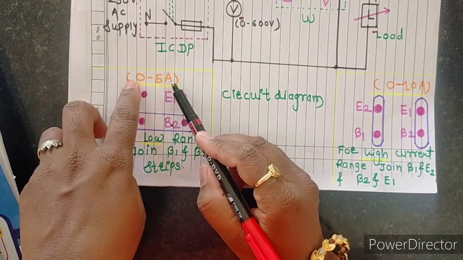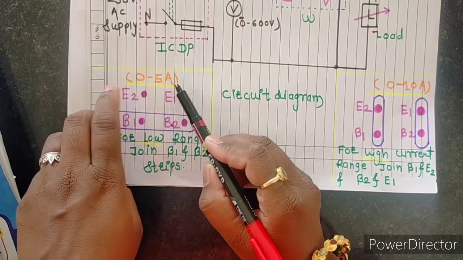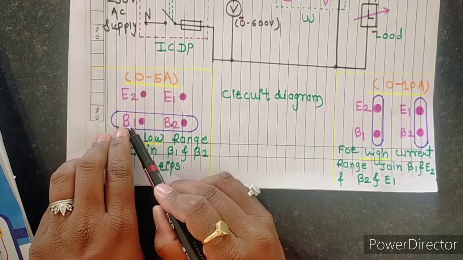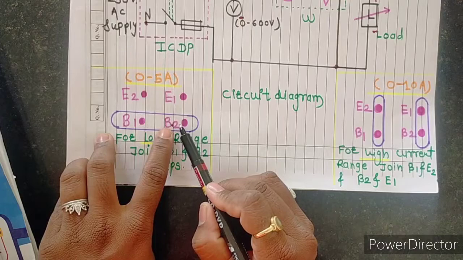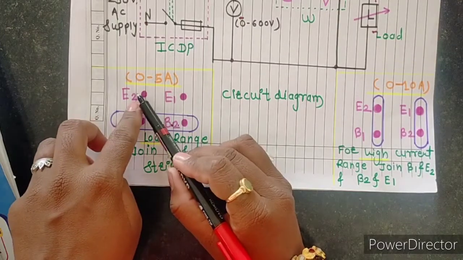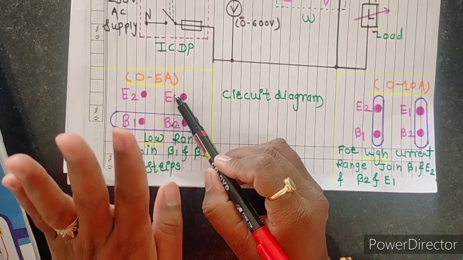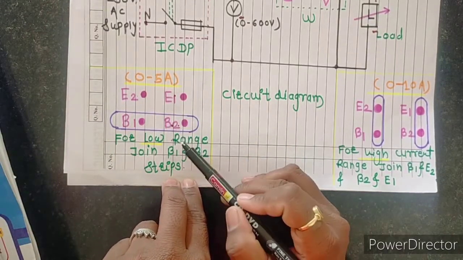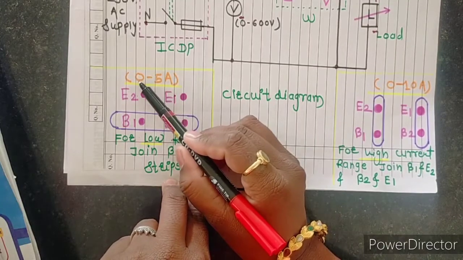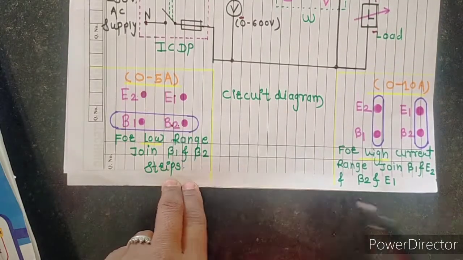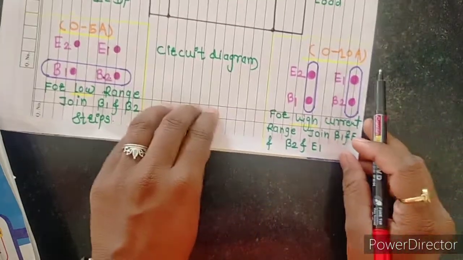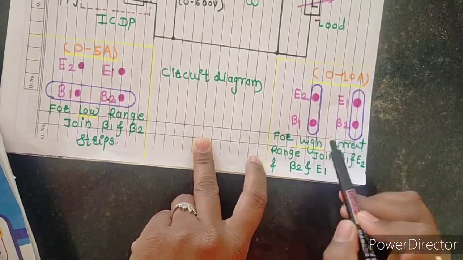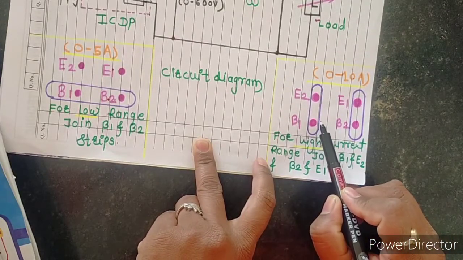For the low range, 0 to 5 ampere, we connect the B1 and B2 terminals. That means B1 and B2 will be short circuited and these two, E2 and E1, will be open as they are. From that our wattmeter reads the low range, that is from 0 to 5 ampere. For the high range of current, 0 to 10 ampere, we have to change the connection of the strips.